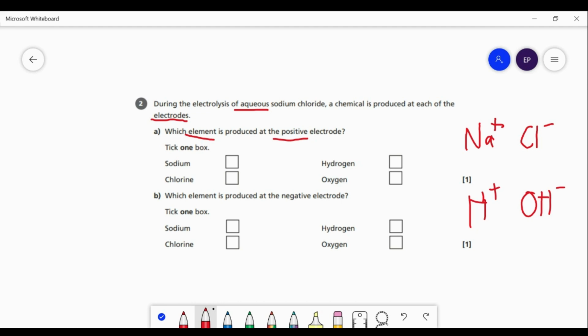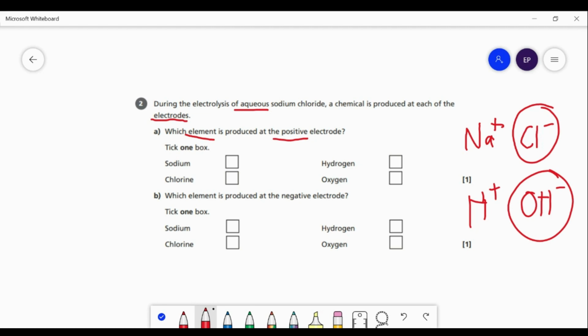Now, A, we're looking at the element that's produced at the positive electrode. So the negative ions, which would be the chloride and the hydroxide, will be the ones that will be attracted towards the positive electrode, but only one will be able to win the race. Now, to work out which one will be formed, will it be the chloride ions that win and therefore chlorine is produced, or the hydroxide ions that win, in which case oxygen will be produced?